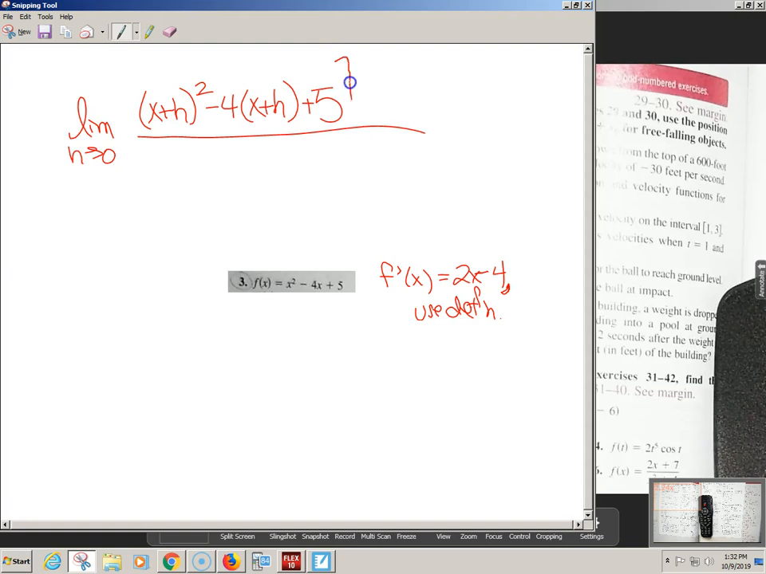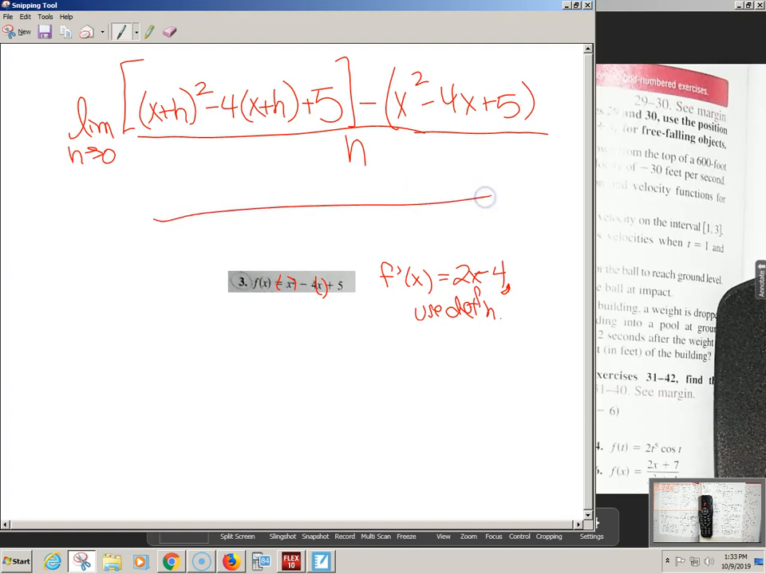You plug in. I plug in x plus h. You plug in for the x. I plug in for the x's, minus f of x, which would be my x squared minus 4x plus 5. So f of x plus h minus f of x, all over h. So wherever an x is used, put in x plus h. Now we have to do 0 over 0, keep going, and simplify.